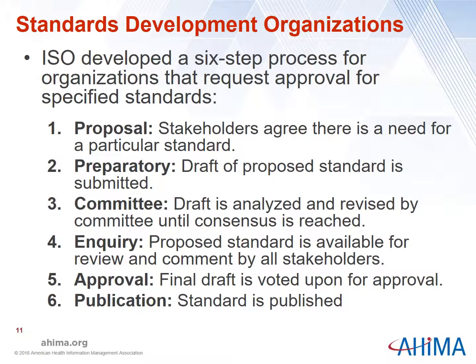The ISO has developed a six-step process for organizations that request approval for the specified standards. 1. Proposal. The stakeholders agree there is a need for a particular standard. 2. Preparatory. A draft of the proposed standard is submitted. 3. Committee. The draft is analyzed and revised by committee until consensus is reached. 4. Inquiry. The proposed standard is available for review and comment by all stakeholders. 5. Approval. The final draft is voted upon for approval. And 6. Publication. The standard is published.